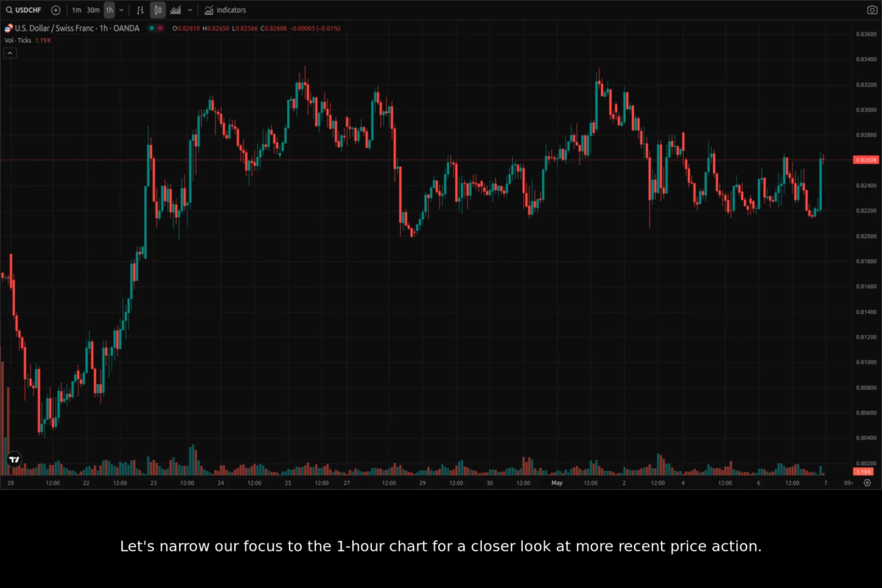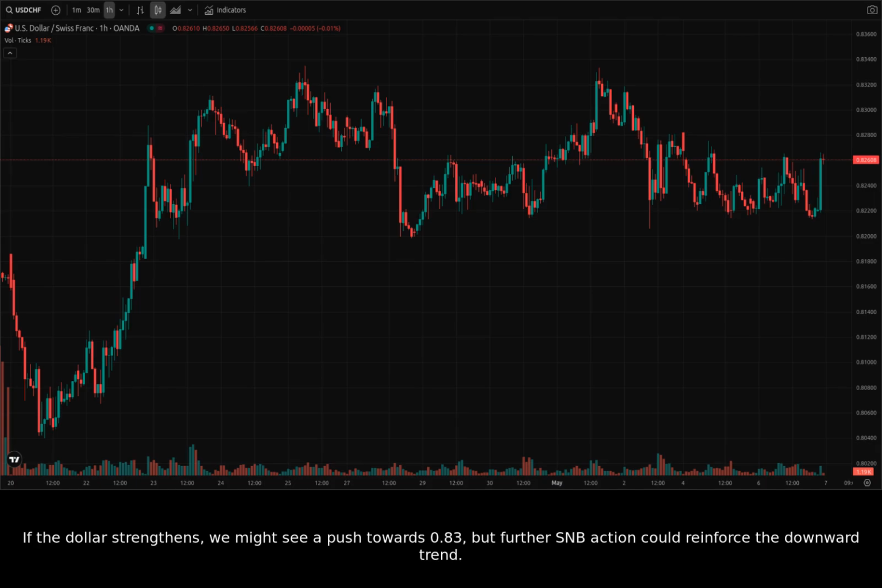Let's narrow our focus to the 1-hour chart for a closer look at more recent price action. Looking at the 1-hour chart, we can see more short-term volatility, but overall it's still in a downtrending channel. On the hourly chart, there's a lot of chop, showing indecision in the short term. If the dollar strengthens, we might see a push towards 0.83, but further SNB action could reinforce the downward trend.